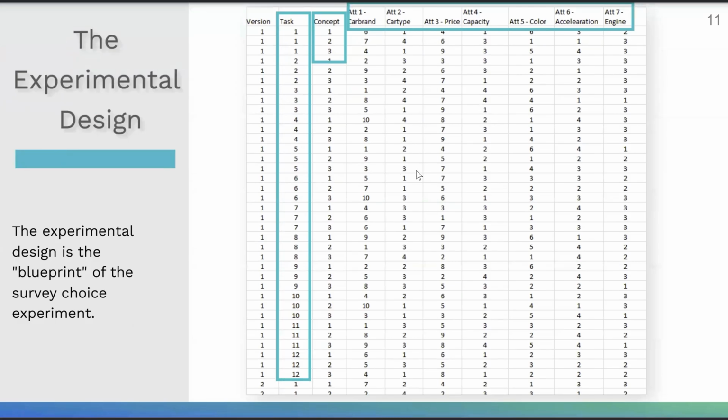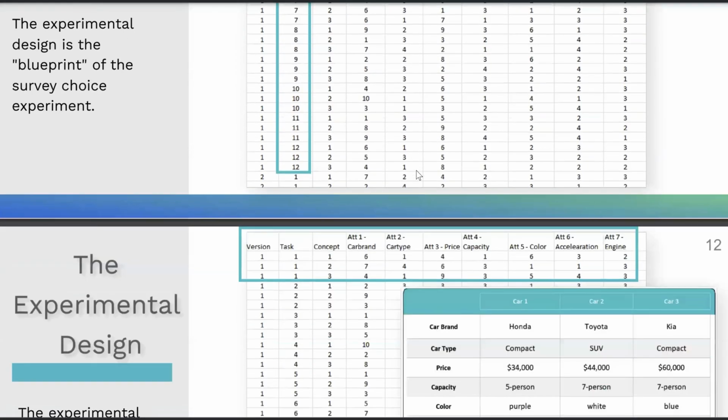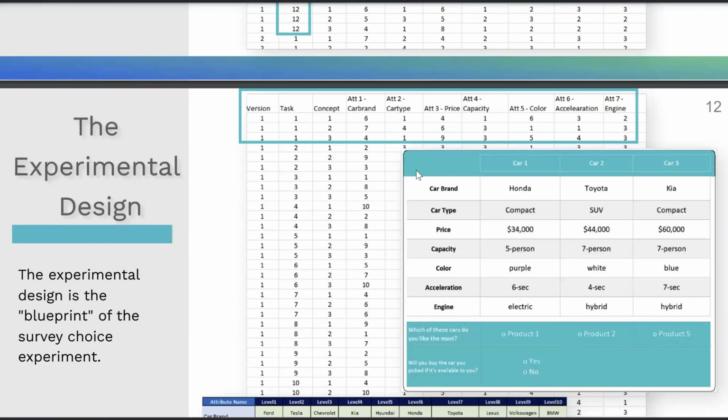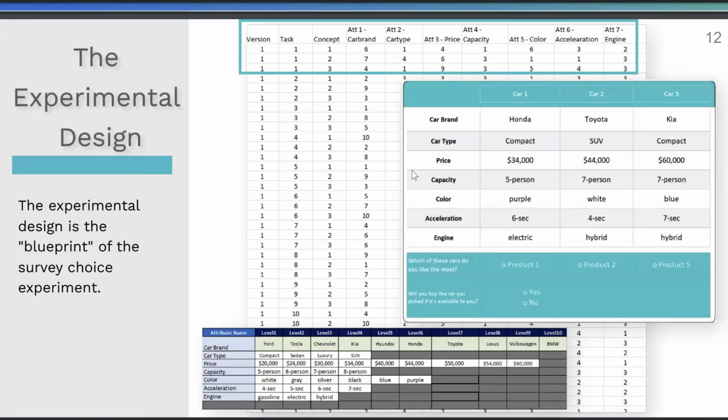Now, what are all of these numbers? And by the way, I just saw a question, Tristan, about none of the above. I'll touch on that in just a second. Okay, so the experimental design, here's an example of the same experimental design. Let's just talk about what these numbers mean. Well, this here is the choice exercise, the choice task that we see.